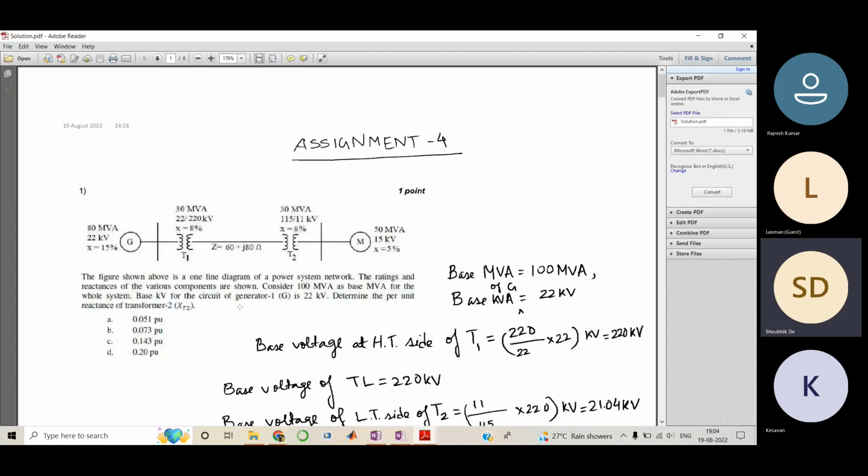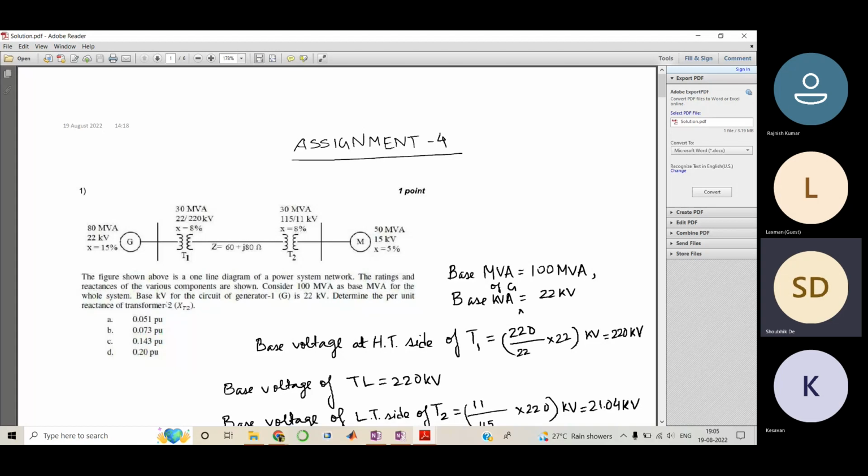So let us first start with question 1. It says that the figure shown above is a single line diagram of a power system network. I hope you are well versed with single line diagrams, per unit impedance and all, because the videos have already been given pertaining to these assignments and questions. So I hope the concepts are clear.